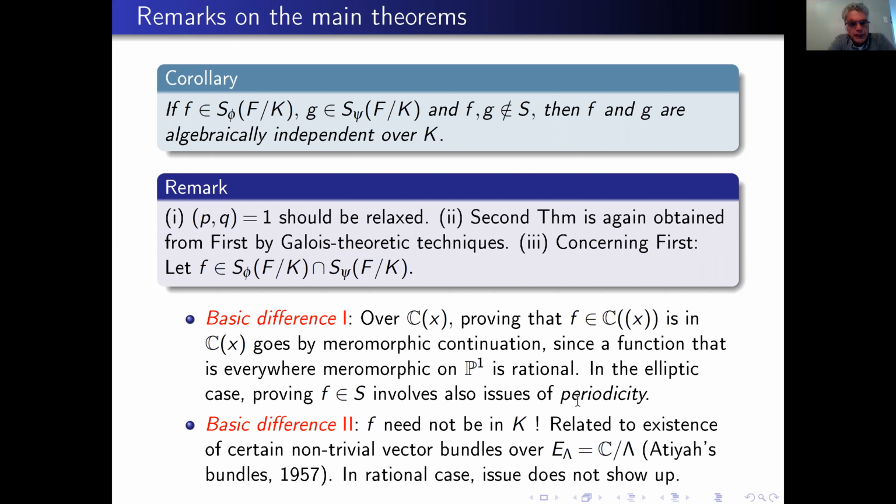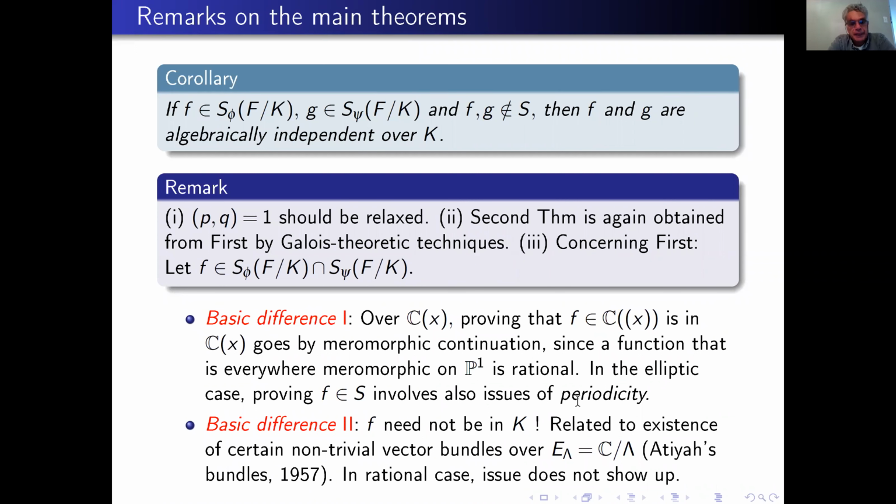And before we emphasize the differences between the two cases, the rational and the elliptic, let me make a few remarks. The first one is that, as I said, I should like to relax the assumption that P and Q are relatively prime. I need it only in one lemma, but really the results should hold under the assumption that P and Q are multiplicatively independent.